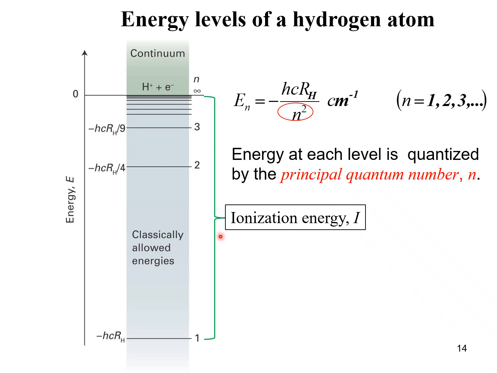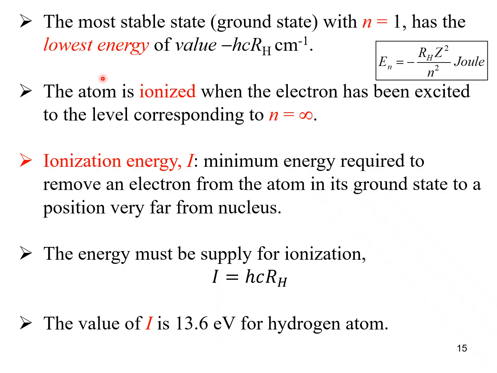The total energy from n equals 1 until infinity is known as the ionization energy. After the electron is ejected from the system, the energy will become a continuum. It is a continuous energy, which is unable to differentiate. From these energy levels, the most stable state is the one with n equals 1. It has the lowest energy, and the value is negative hc multiplied by the Rydberg constant in wave number.